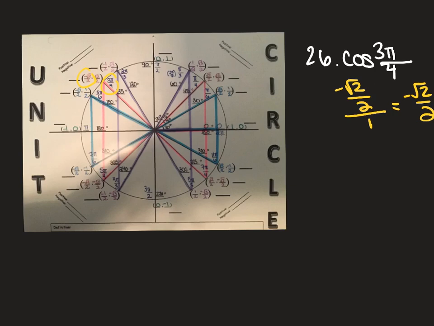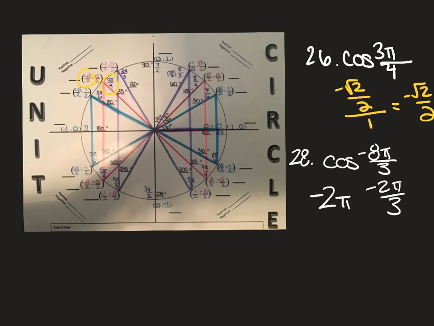Let's try 28. Cosine of negative 8 pi over 3. So 3 goes into 8 2 times. So I have negative 2 whole pies. And then you have negative 2 pi over 3 left over. So I'll do blue coloring for this one.